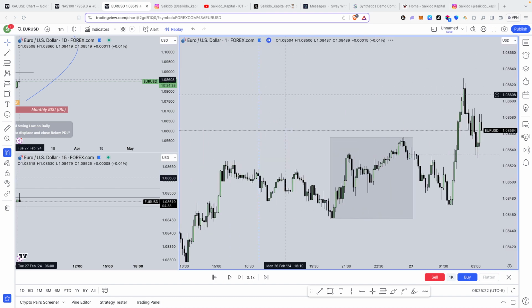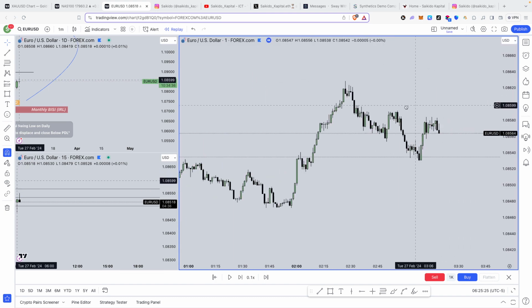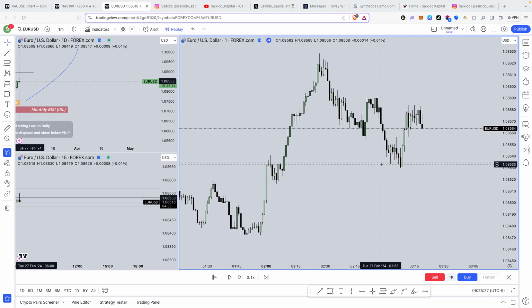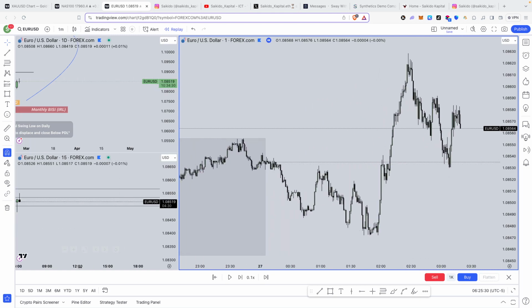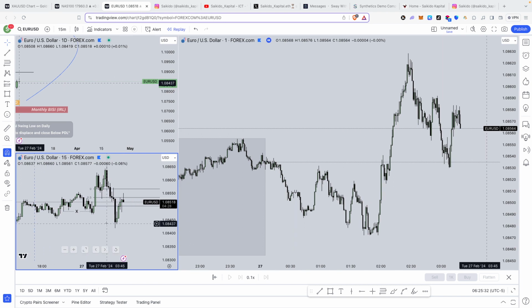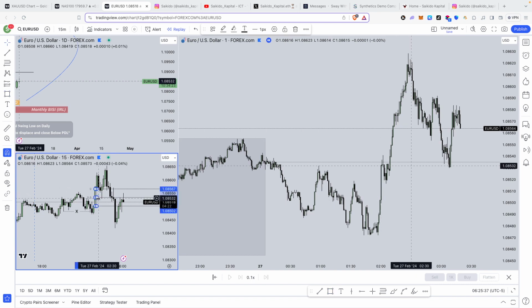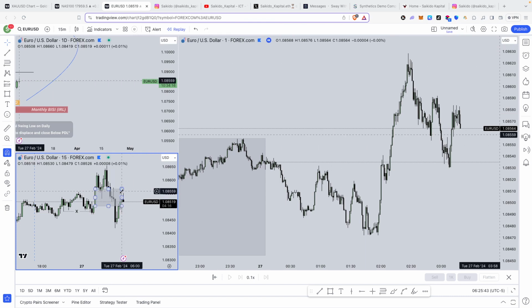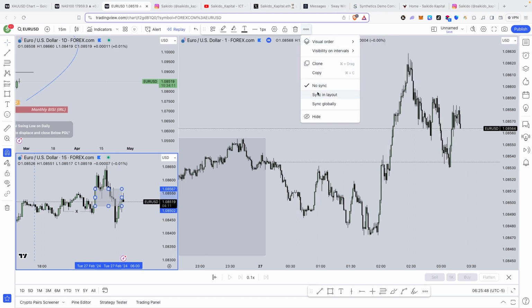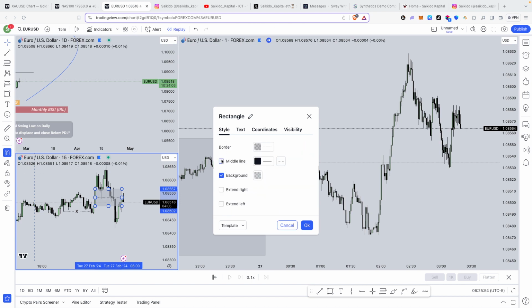Okay, so I just want to do this, and go to like 1 minute. So in 1 minute, I'm just gonna sync this in layout. I'm gonna make this fair value gap here have the midpoint, the center line of the midpoint. I want to sync in layout. Let me change the style and have like a middle line here. Let me make it solid.